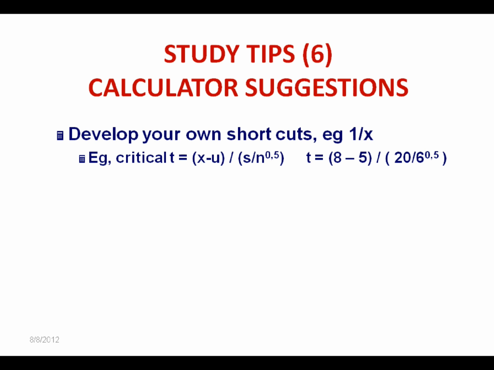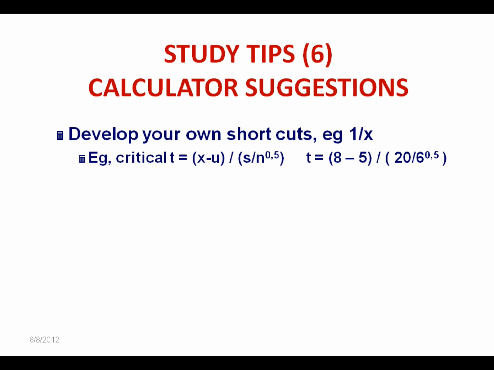So for example, look at this exercise. Here we've got the formula for the critical t-value. This is used in hypothesis testing, and it gets measured eventually against the t-tables. It is a formula that tells us that x minus u, the sample mean that you've just taken, compared to the original historical value mean, divided by the standard deviation of the sample, which itself is divided by n to the power 0.5, which is the square root of n, will give you the critical t-value.